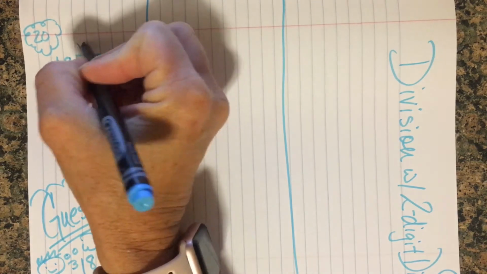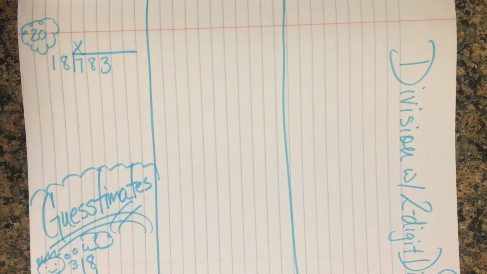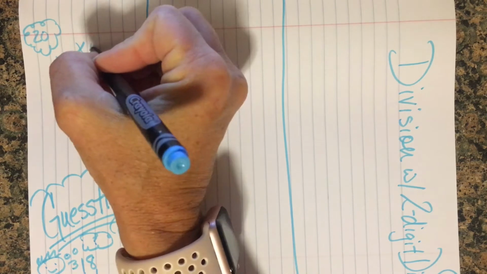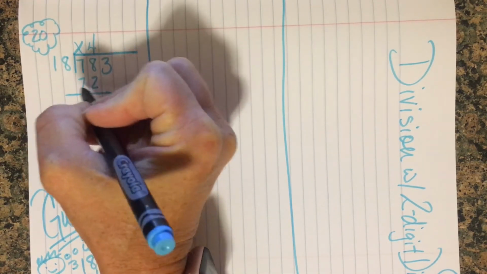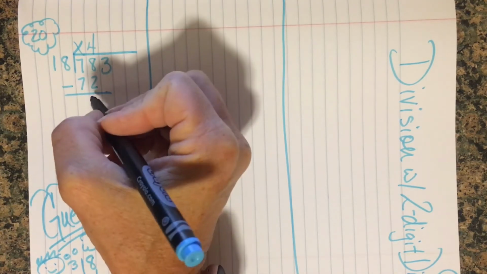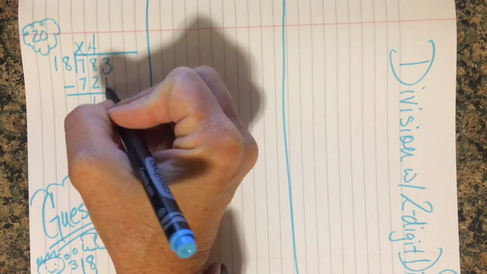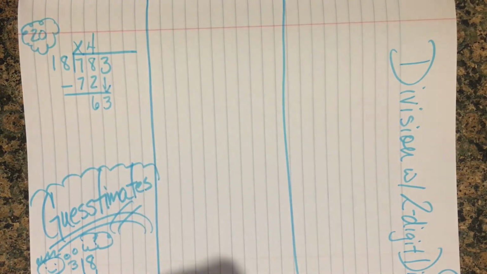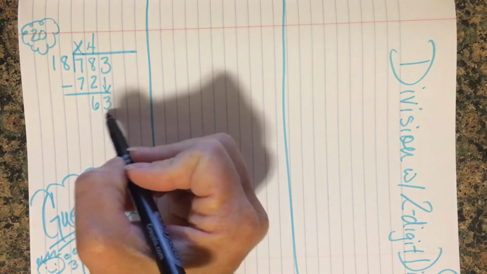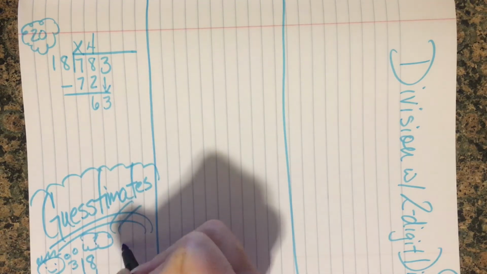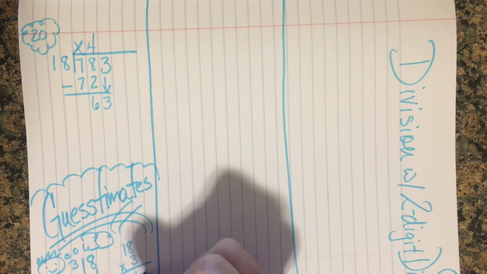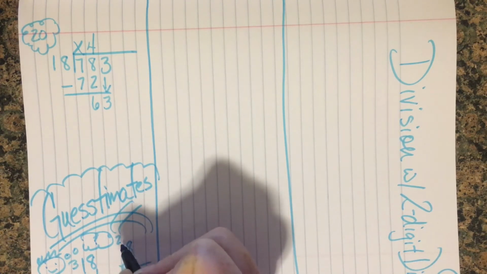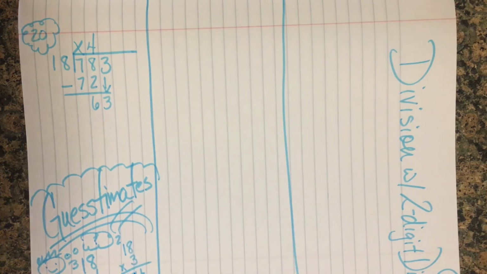So 18 can't go into 7, so I'm not putting anything there. 18 times 4, I just did it, 72. I subtract. 8 minus 2 is 6, and I bring down the 3. Well, if I know 18 times 4 is 72, and 63 is right there, the next obvious choice would be 18 times 3. 8 times 3 is 24. 3 times 1 plus 2 is 5, so 54.